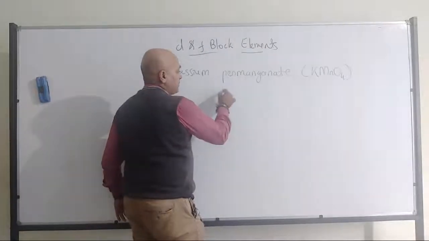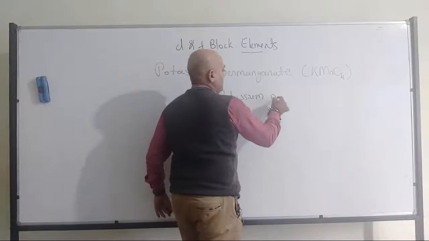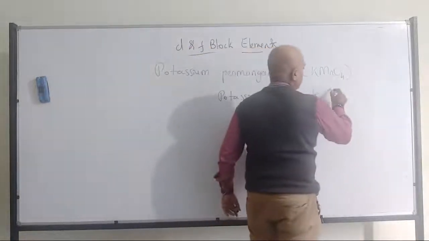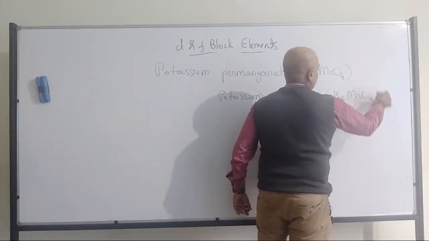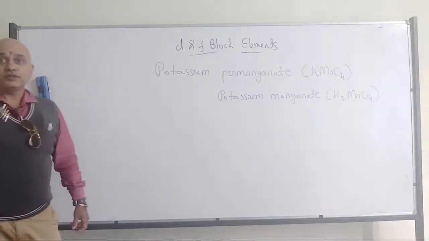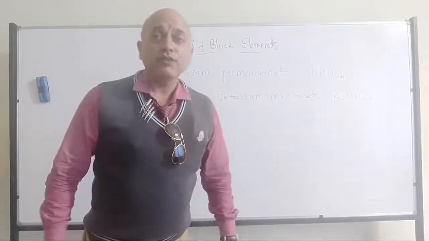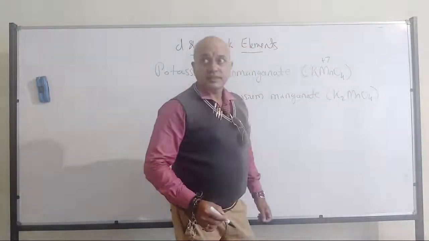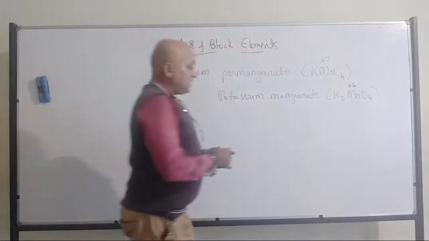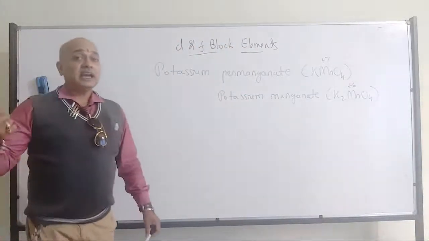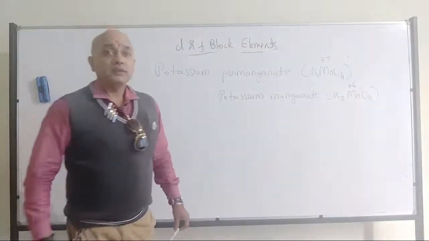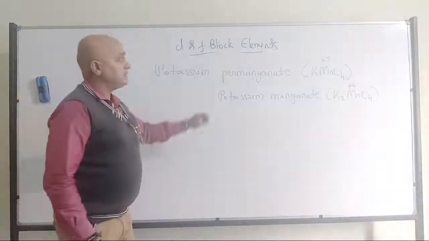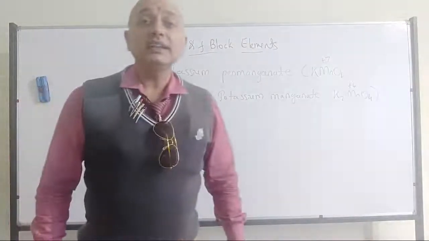We have another molecule, potassium manganate. Potassium manganate means K2MnO4. KMnO4, K2MnO4. So only one difference of potassium. So what should be the oxidation state of manganese here? It should be plus 6. That means they are not in the same oxidation state. Please remember, for dichromate and chromate it was the same, but here the oxidation number of manganese is different. In manganate it is plus 6, in permanganate it is plus 7.